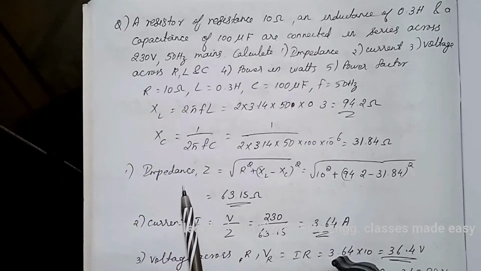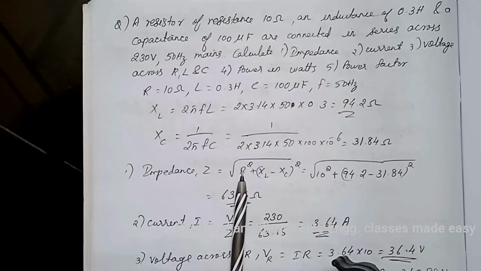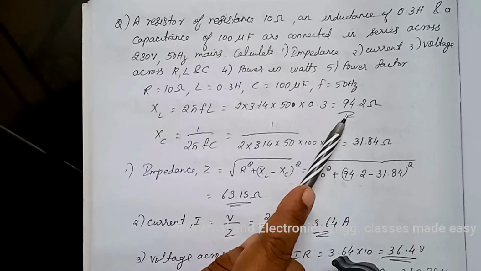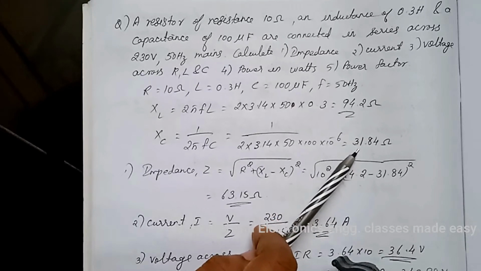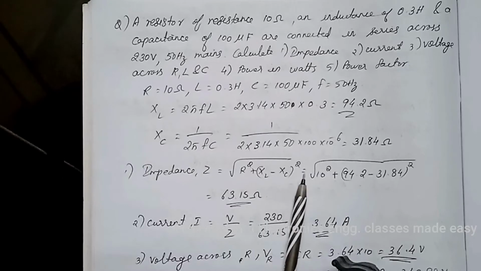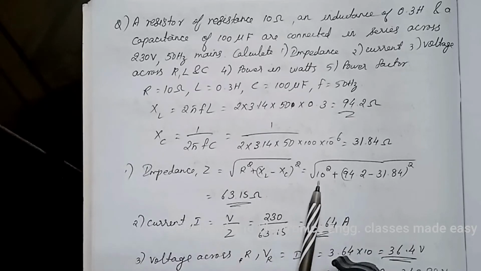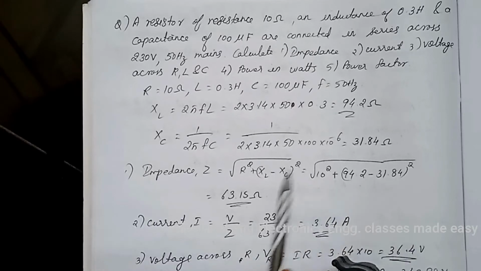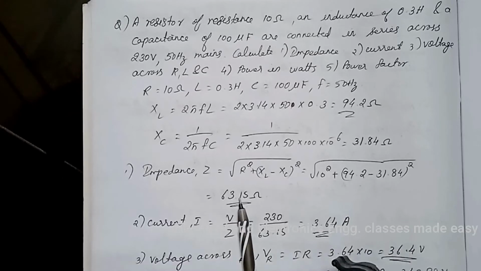Now we can calculate the impedance Z is equal to square root of R square plus XL minus XC the whole square in the case of series RLC circuit, because here inductive reactance is greater than the capacitive reactance, so use XL minus XC the whole square. That is square root of 10 square plus 94.2 minus 31.84 the whole square equal to 63.15 ohm.